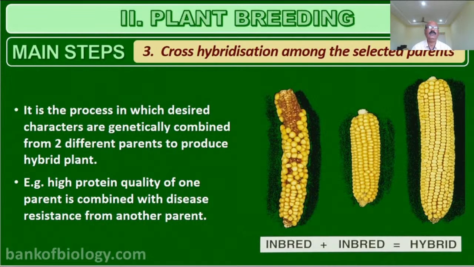So, it is the process in which desired characters are genetically combined from two different parents to produce a hybrid plant. Example, high protein quality of one parent is combined with disease resistance from another parent. These two desirable characters enter into the next progeny. So the same plant possesses high protein quality as one character and disease resistance as another character. Both characters are found in one plant.